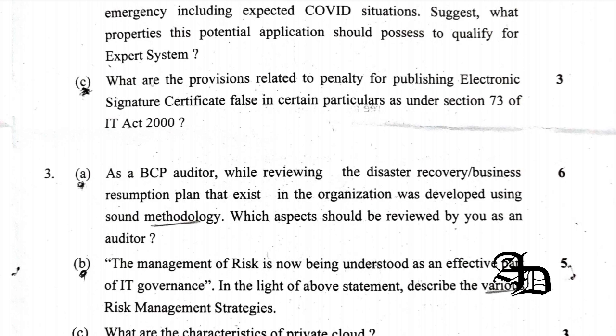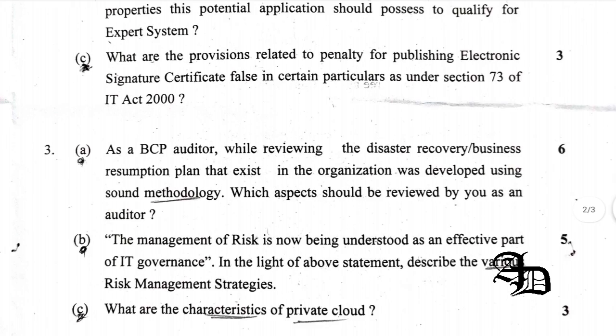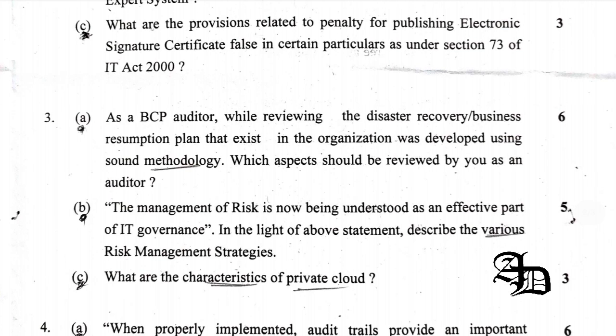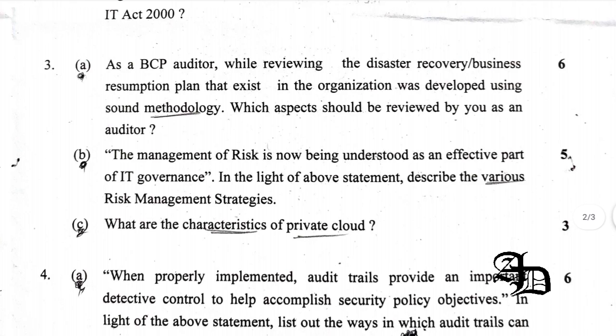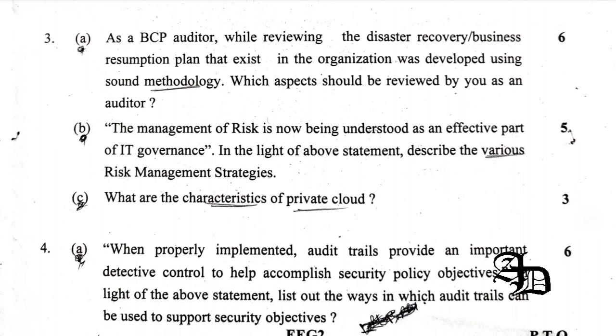Third, B was related to risk management strategies, and here it was asking to describe the various risk management strategies. In my opinion, the answer should be: tolerate or accept the risk, terminate or eliminate the risk, transfer the risk, fourth is mitigate or treat the risk, and fifth can be turn back. When the risk is very low, the management can decide to ignore the risk as well.